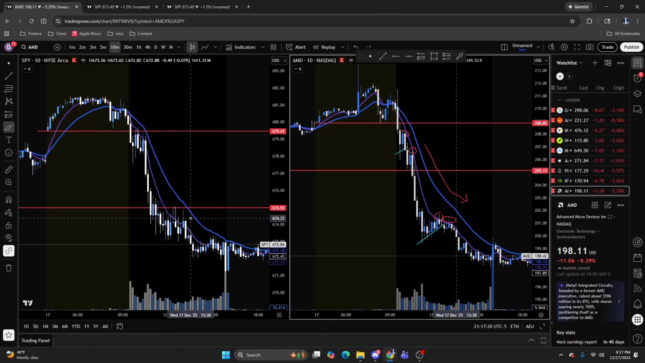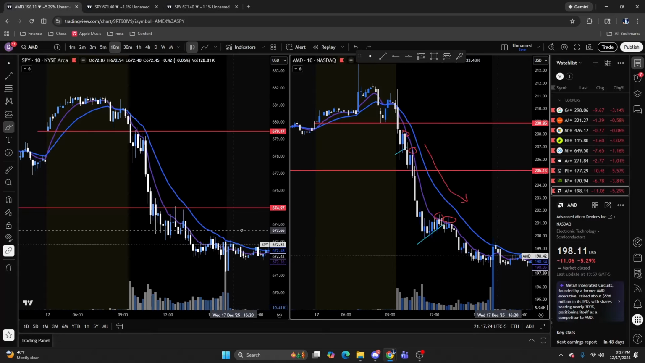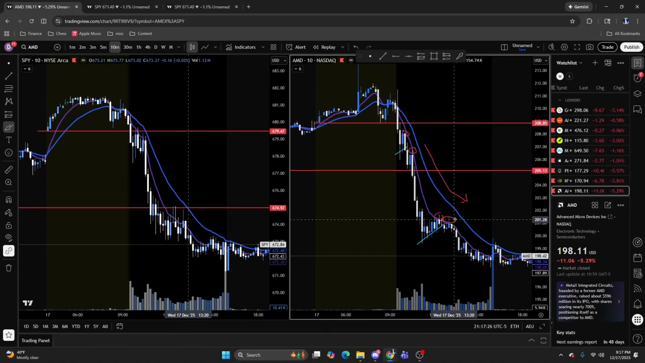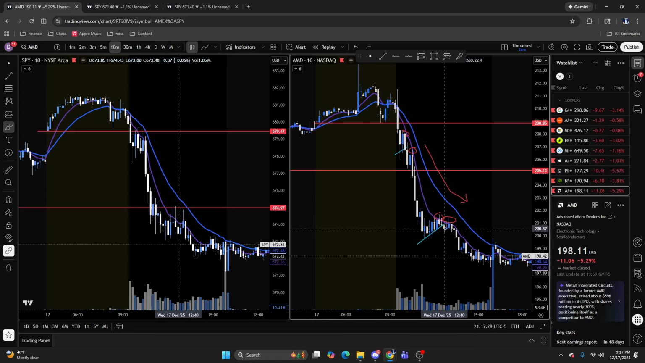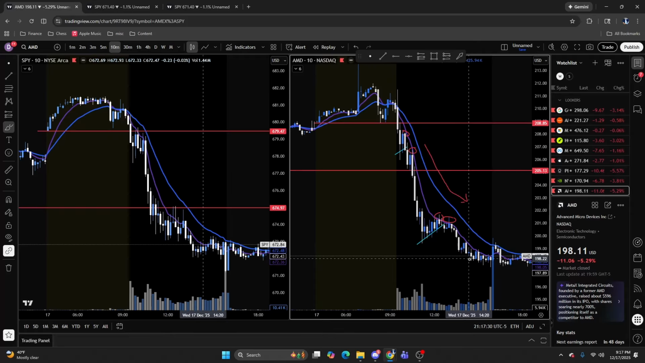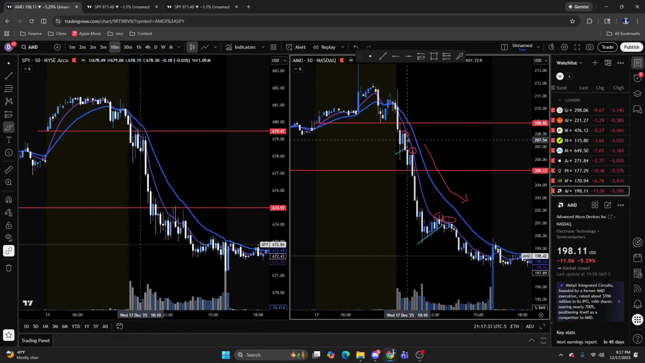There's entries here based off my system, but it's not clean, right? There's an entry here and an entry here, and it makes more of a cleaner rollover type of pattern, right? And then you can make some gains.